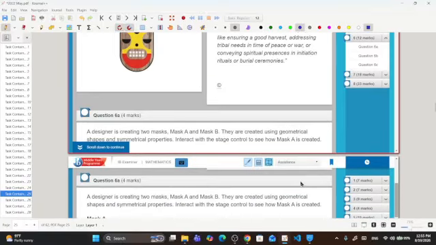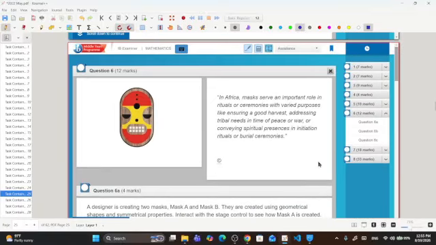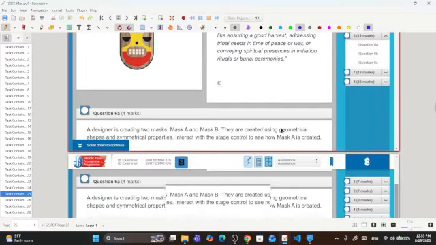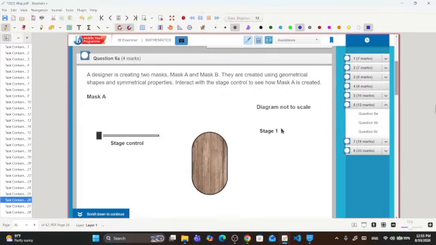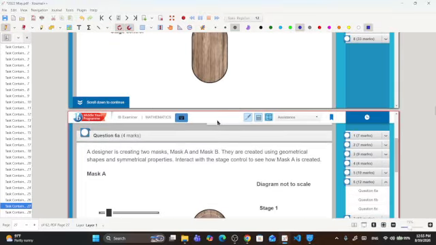Let's move forward then. In Africa, masks serve an important role in rituals or ceremonies with varied purposes like ensuring a good harvest. Okay, that's not necessary to read. Most of the time it's just to waste your time. So a designer is creating two masks, mask A and mask B. They are created using geometrical shapes and symmetrical properties. Interact with the stage control to see how mask A is created.